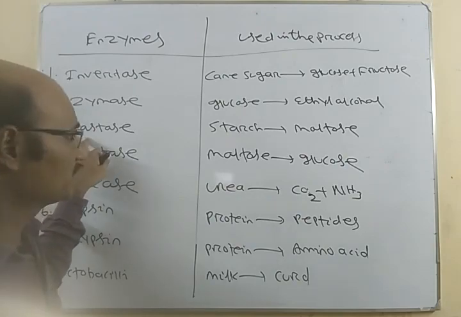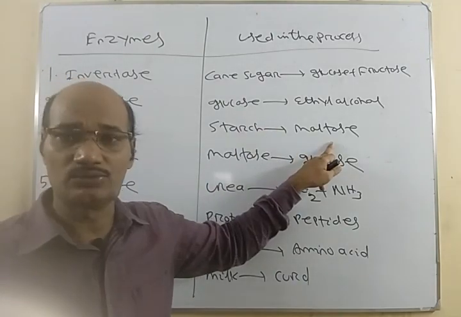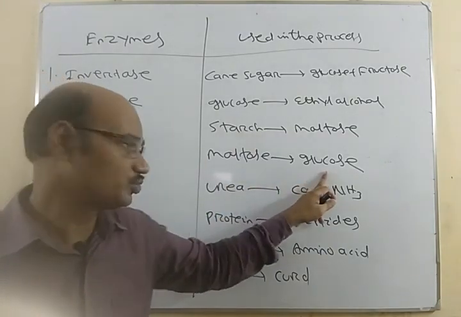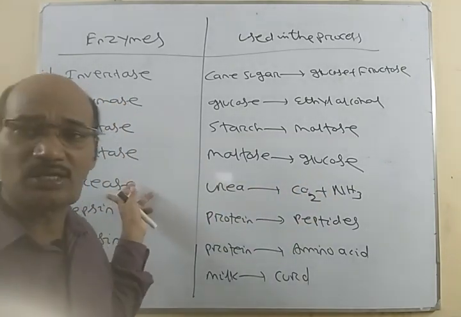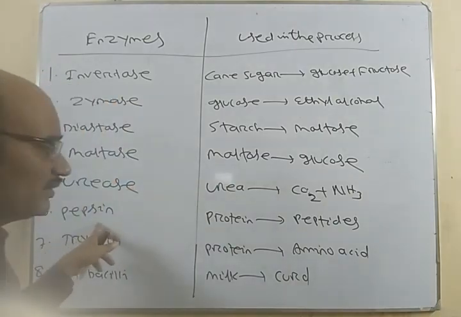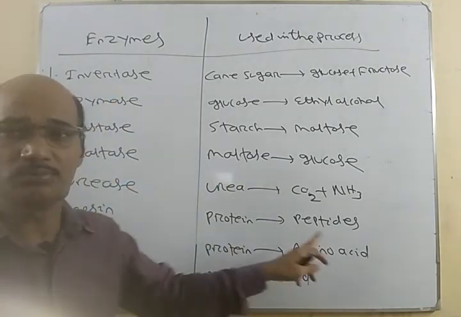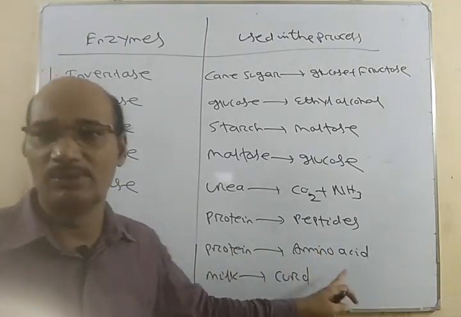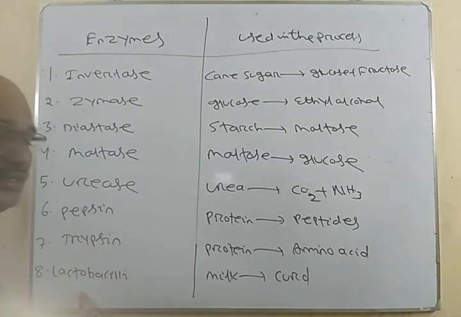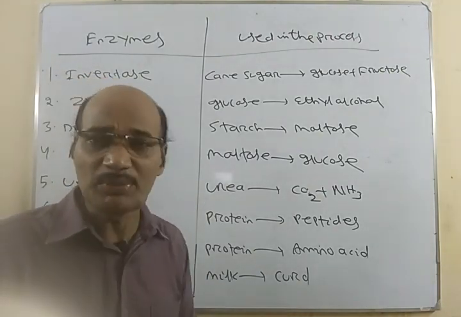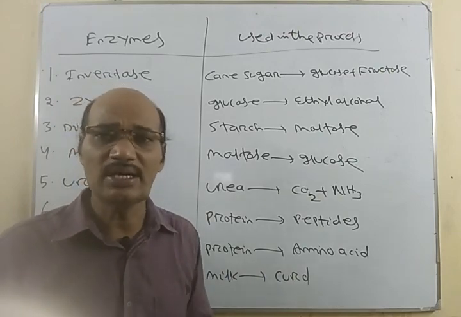Diastase can convert starch into maltose. Maltase can convert maltose into glucose. Urease can convert urea into carbon dioxide and ammonia. Pepsin can convert protein into peptides, and trypsin can convert protein into amino acids. Similarly, lactic acid bacillus can convert milk into curd. So these are some typical examples of enzymes, and many more are there.